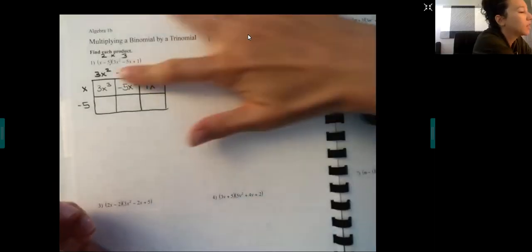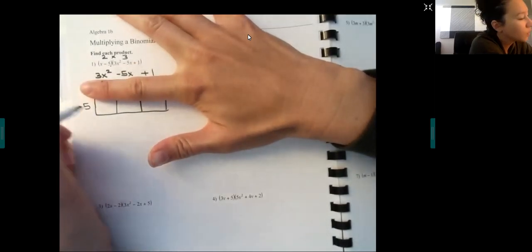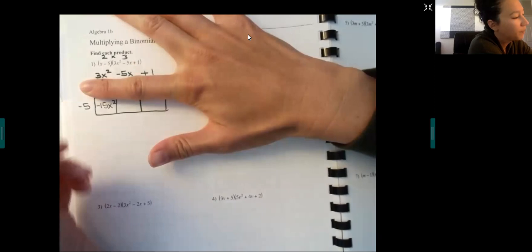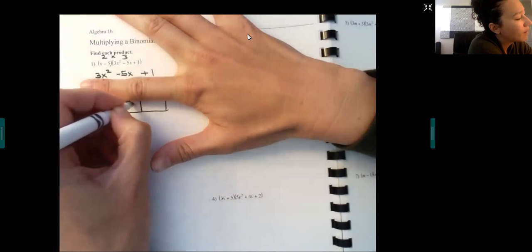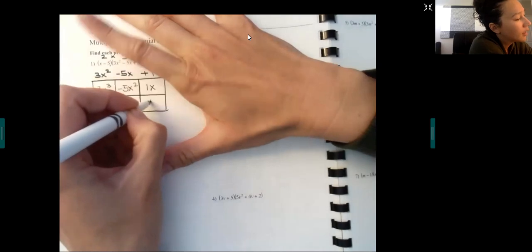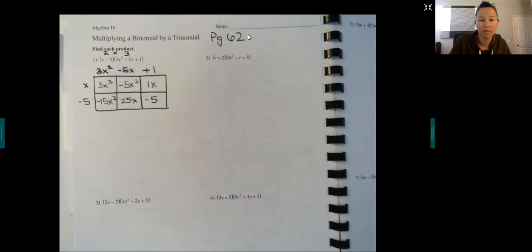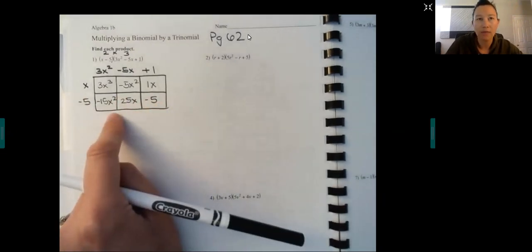Okay, so now let's find the bottom row. We kind of ignore this one, and now we're going to multiply negative 5 times 3x squared. Negative 5 times 3 is negative 15, so negative 15x squared. Negative 5 times negative 5x is positive 25x. And then negative 5 times 1 is negative 5. Any questions on how I got any of these values in any of these six boxes?